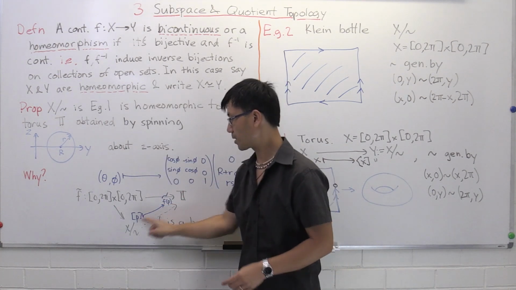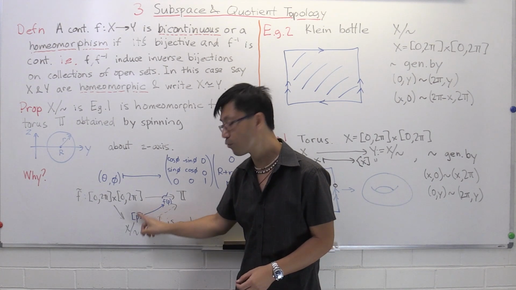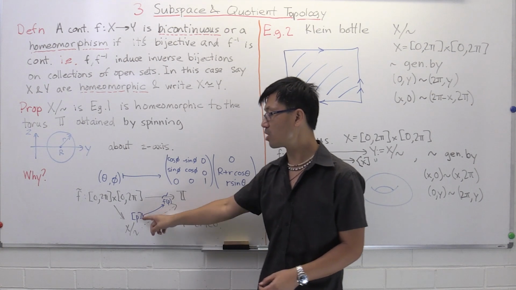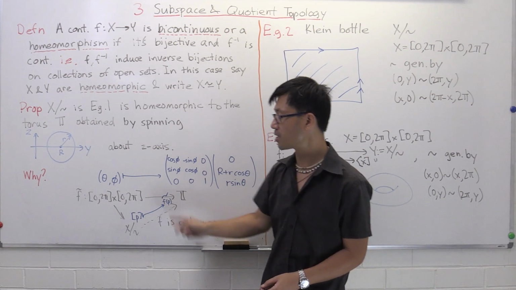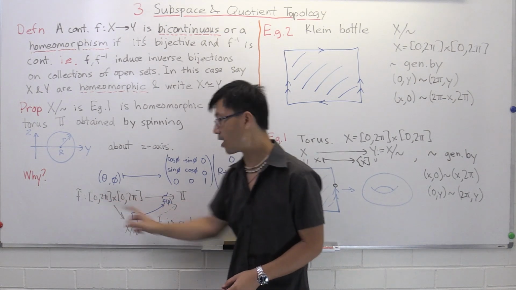And of course, when you do that, you have to check that this is well defined, because you could have picked a different representative of this equivalence class. But the only way you can change the representative is if one of these was either 0 or 2 pi and you swap to the other one.